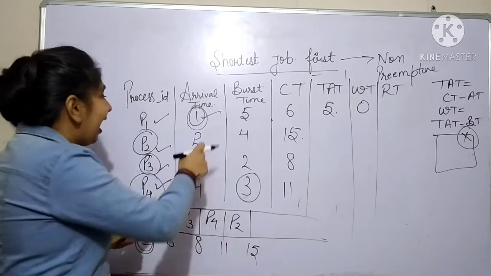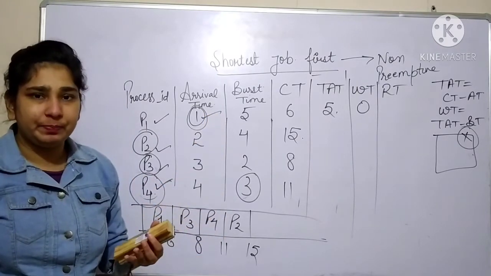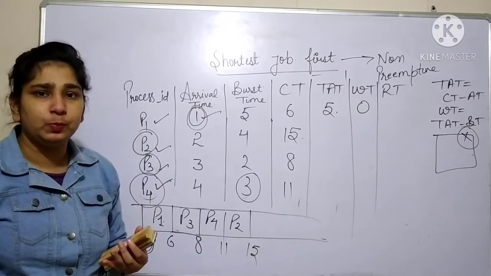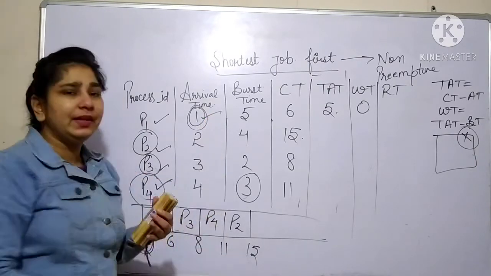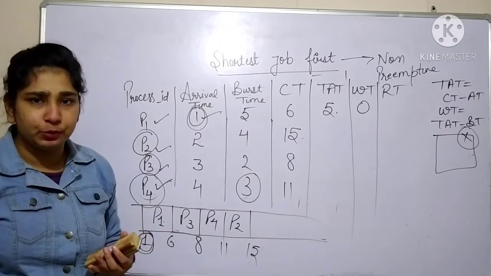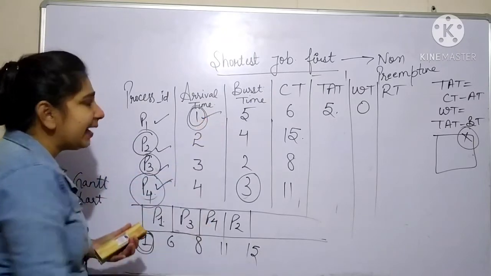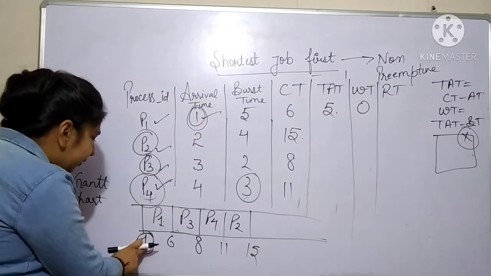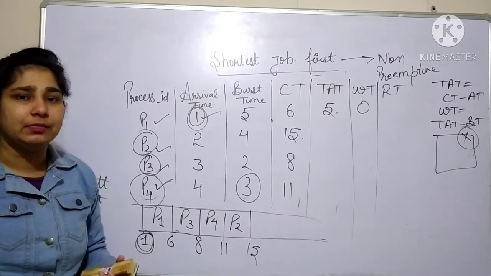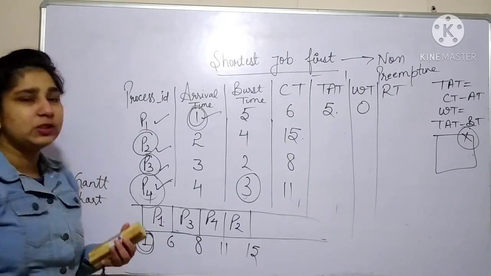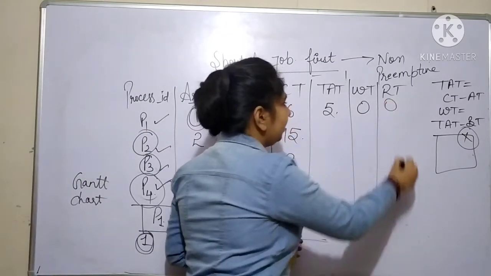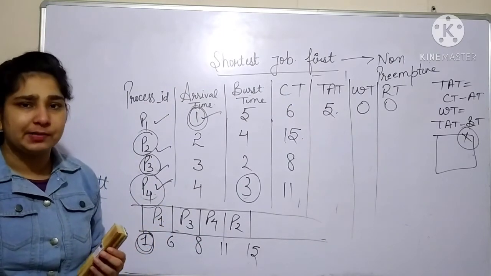Response time means, after arriving in the main memory, after what time it gets a response from the CPU. Once it has arrived in the main memory, after how much time does it get a response from the CPU? As it arrived at 1, it was given a response by the CPU at 1. At the same time as it arrives, it gets a response. So 1 minus 1 is 0. We don't have any response time.